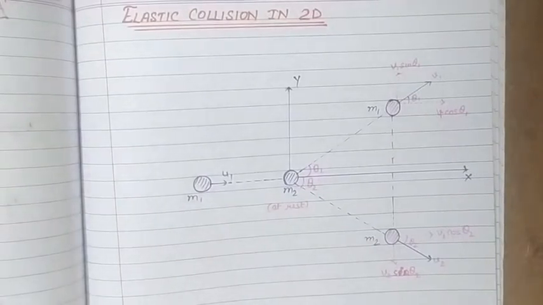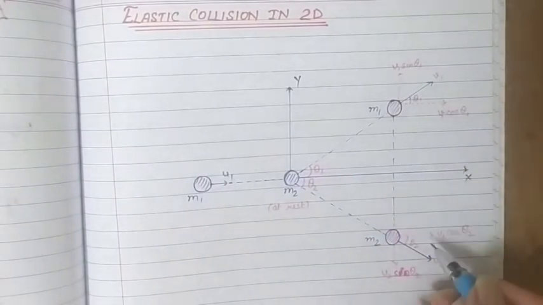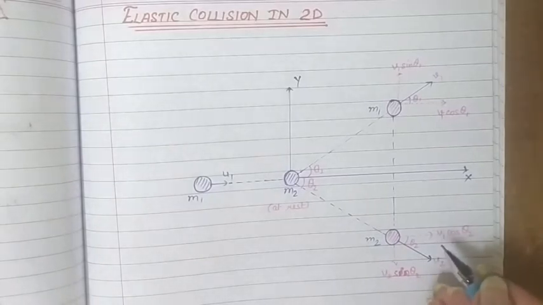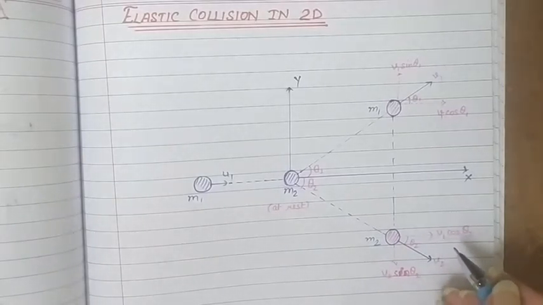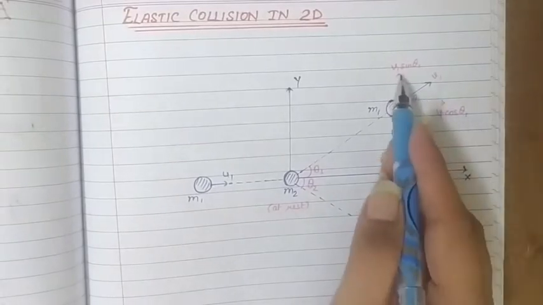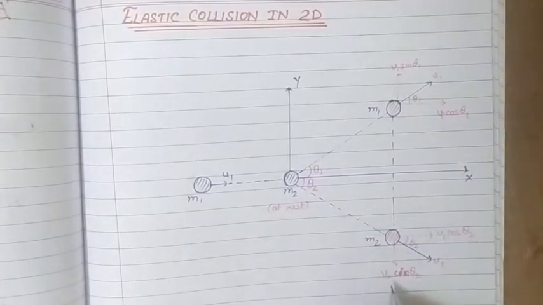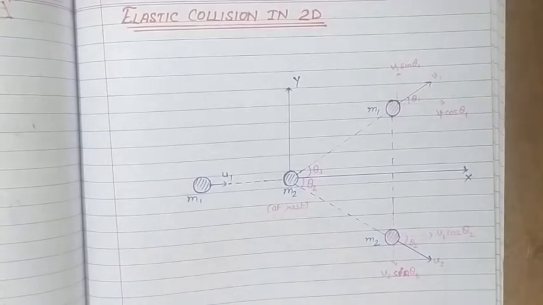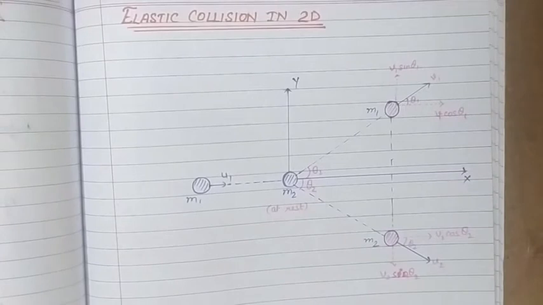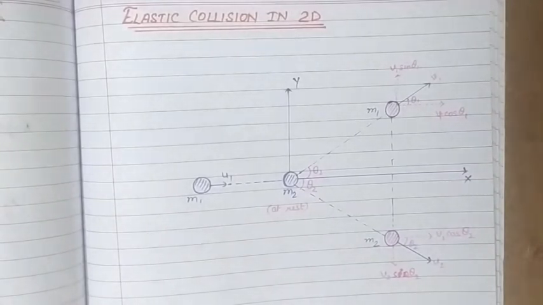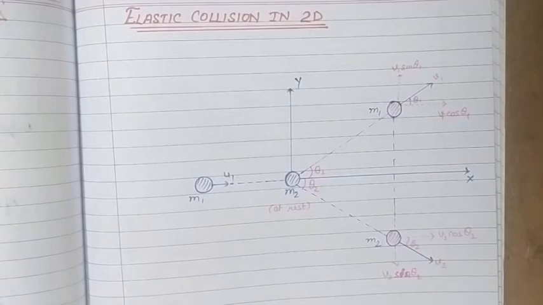The velocities v1 and v2 after collision can be resolved into rectangular components: v1 cos theta 1, v1 sin theta 1, and v2 cos theta 2, v2 sin theta 2. Now we are going to find the rectangular components of momentum, because the principle of conservation of momentum is valid in such collisions. We will apply it separately along the x-axis as well as along the y-axis.